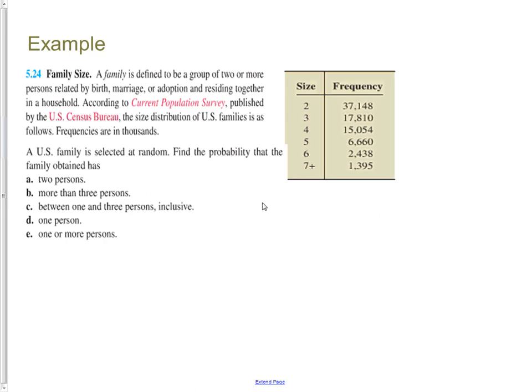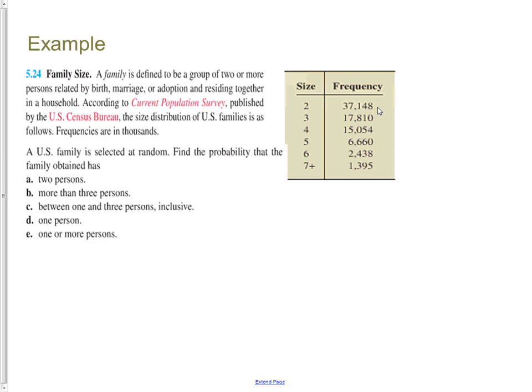Here's another example. This one's a little bit more complex. According to the problem, a family is defined as a group of 2 or more persons that are related by birth, marriage, adoption, or residing together in the household. So according to the current population survey published by the Census Bureau, the size distribution of families are as follows, with the frequency in thousands.